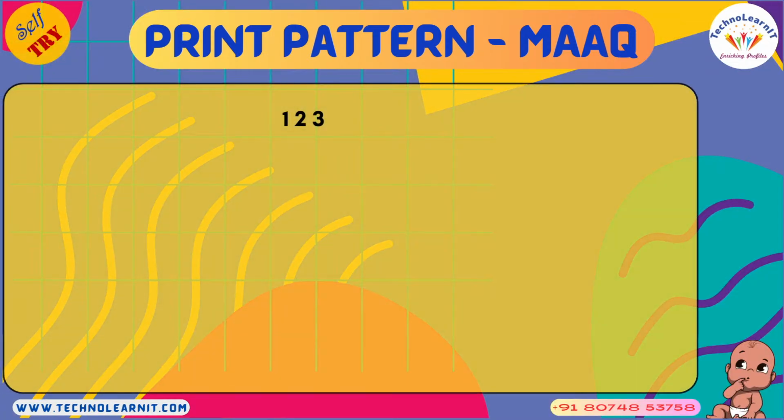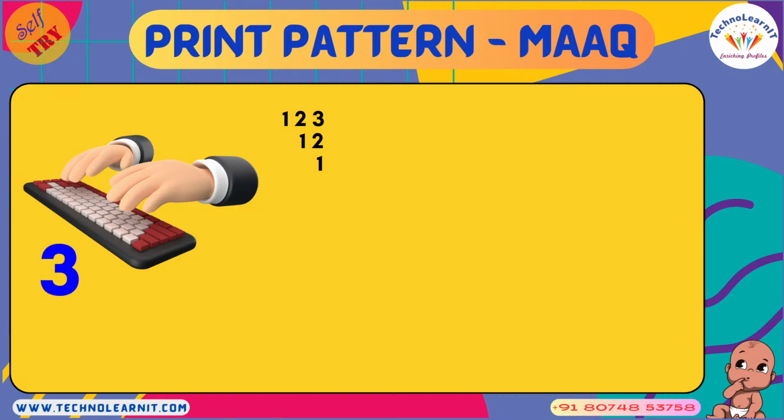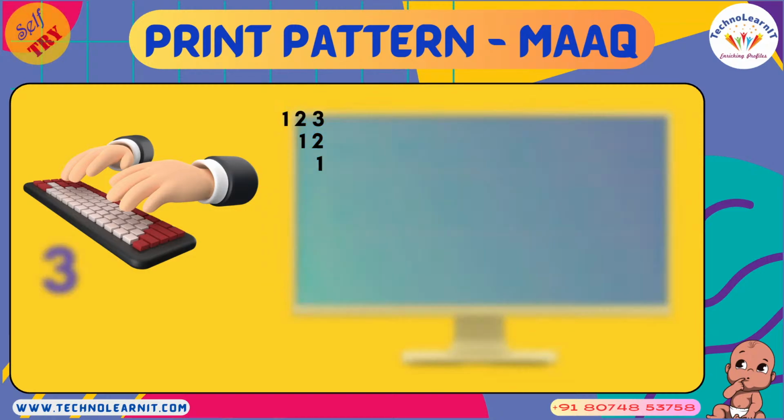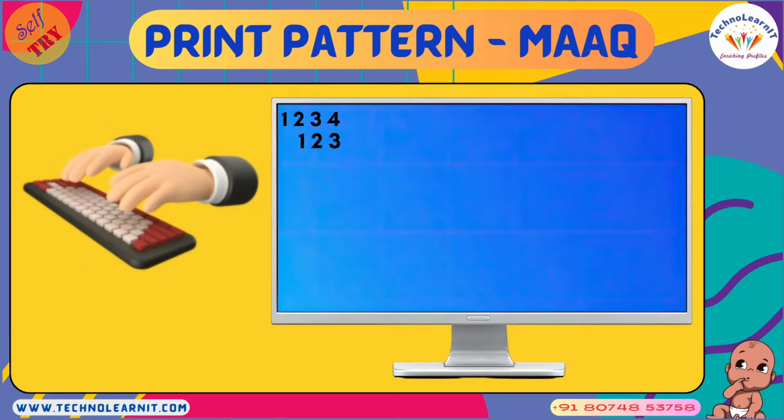All right. Next pattern is another interesting one. If the input is 3, this is what you need to produce. If the input is 4, this is what you need to produce. And if the input is 5, this is what you need to produce.